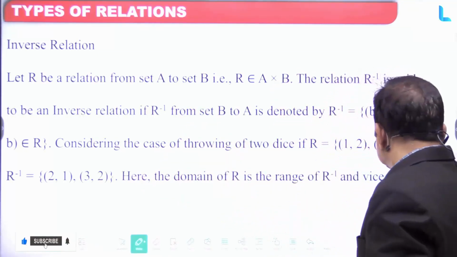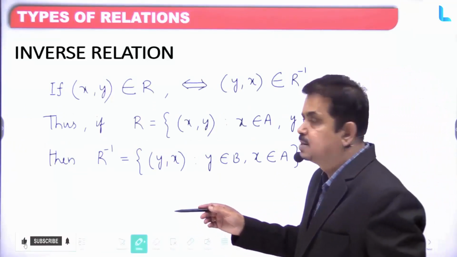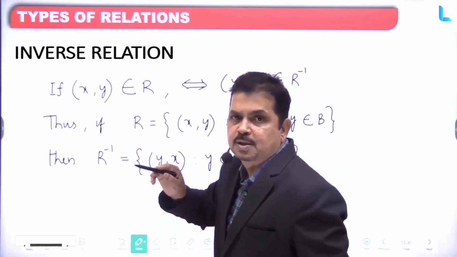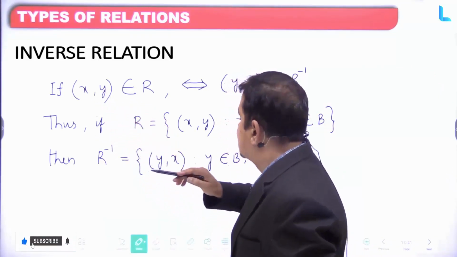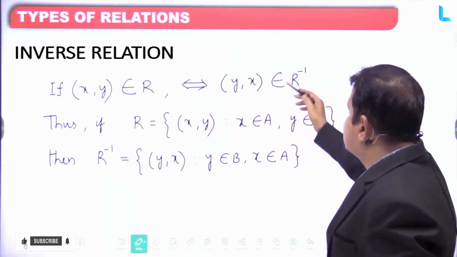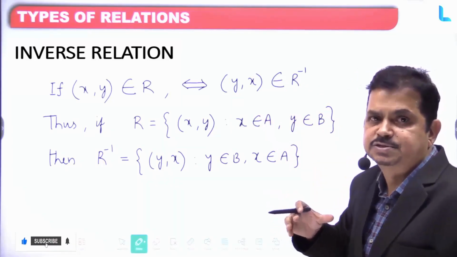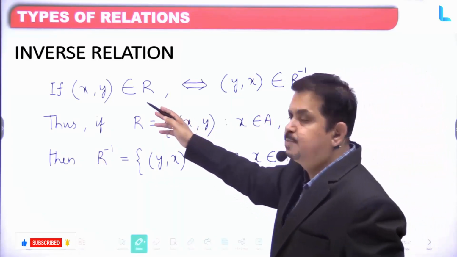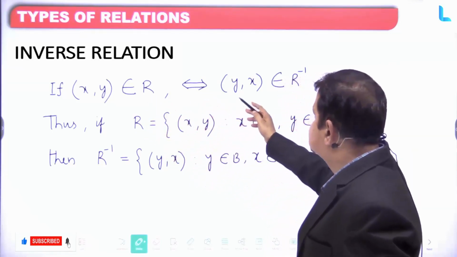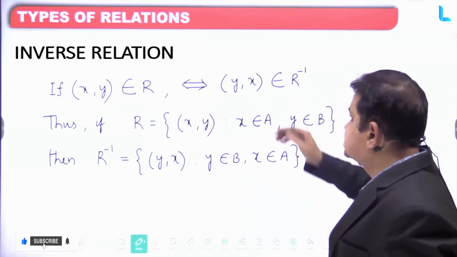Let us take some more examples to understand the meaning of an inverse relation. Suppose (x, y) belongs to R, this implies (y, x) belongs to R inverse. This is how we can write the inverse of a relation. If (x, y) belongs to R, where R is the relation, then (y, x) belongs to R inverse. This is the inverse relation.